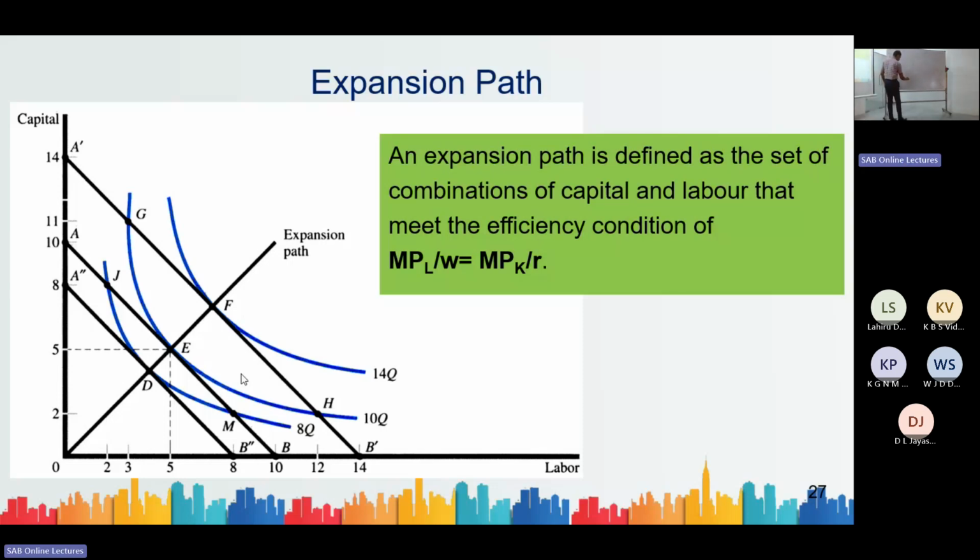If the situation is this, marginal product of labor over W is less than marginal product of capital over R, what does the firm tend to do? Now here, capital is more beneficial. If that is the case, the firm tends to use more capital and less of labor. So the firm will tend to increase capital input while decreasing the labor input.